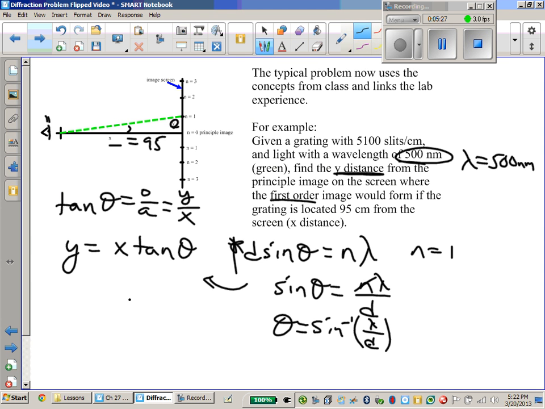The one that's left is the d. And just like in lab, you're going to take your d. Notice here our given is slits per centimeter. I want to get centimeters per slit, or the distance between the slits. So the first thing to do is invert. But of course, that's going to yield a number in centimeters. So then I have to convert that value over to meters by doing what I always do. 100 centimeters is 1 meter.